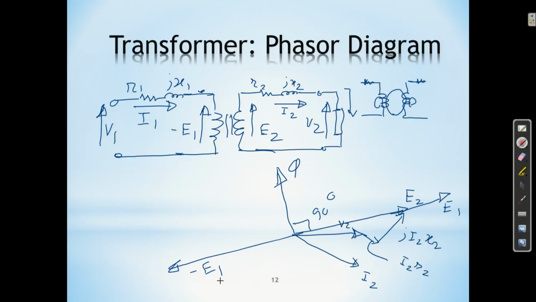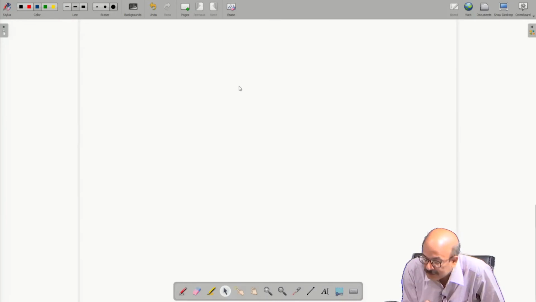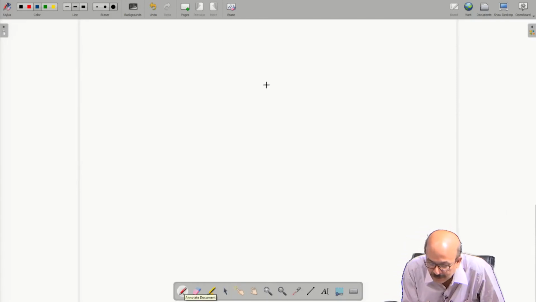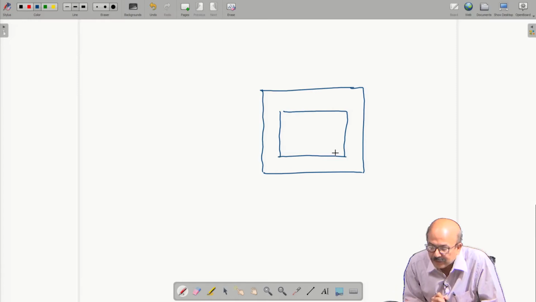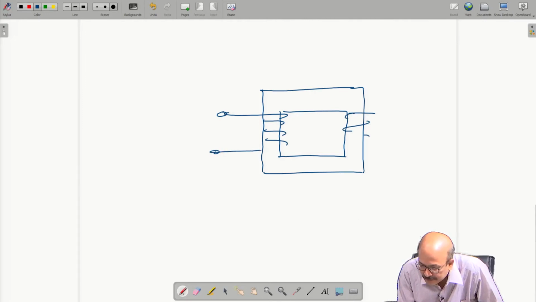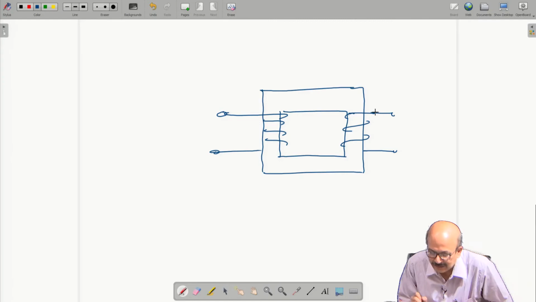So, to explain that, I will take 1 minute to first discuss what happens when a transformer is loaded. Suppose this is the transformer, and you can think that this is one winding side, and this is the other winding side. For the time being, again think that the transformer is ideal, it will help.